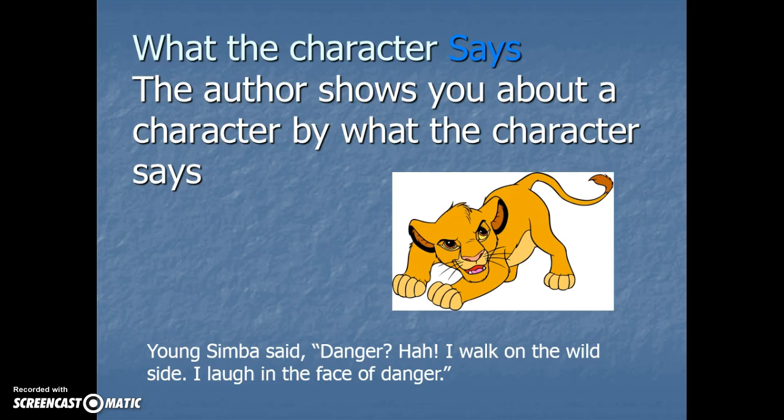Another way an author reveals character is by what a character says. For example, using Lion King as our example again because most people know that story, the young Simba came out and said, "Danger? Ha! I walk on the wild side. I laugh in the face of danger. Ha ha ha ha ha ha." This reveals Simba to be a very confident, cocky young character. We can tell this character trait about Simba by what he said.